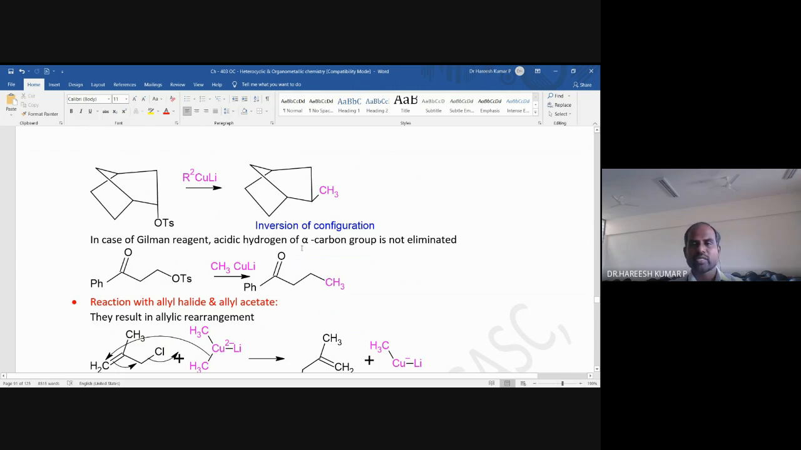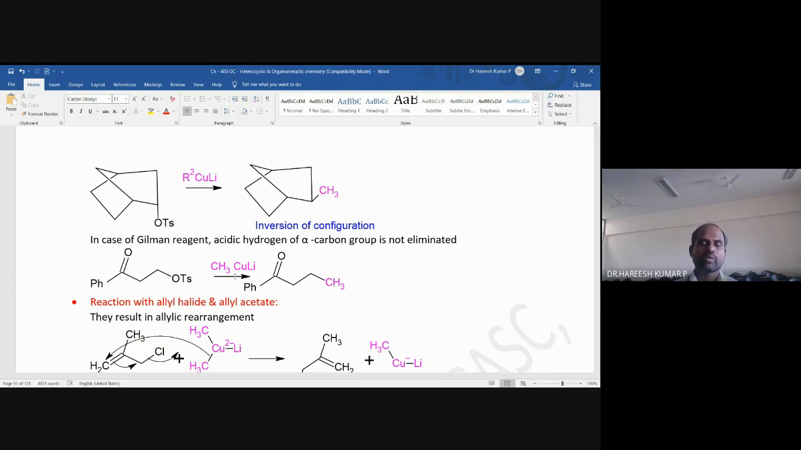The acidic hydrogen on the alpha carbon is not eliminated. That means you know that this is the carbonyl carbon and this is the alpha carbon, and this alpha carbon has the alpha hydrogen. This alpha hydrogen is not eliminated. What it means is that Gilman reagent is not a base, it is a nucleophile. I think you are aware of one more thing. What is LDA? Lithium diisopropyl amide.